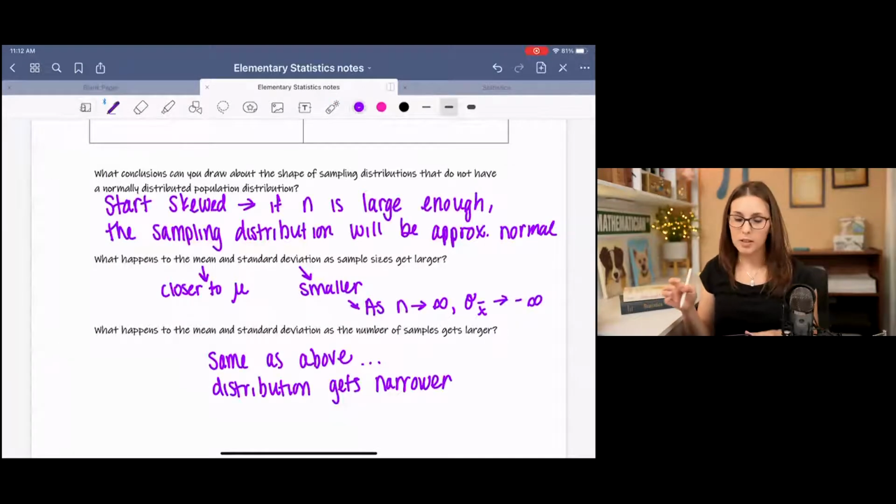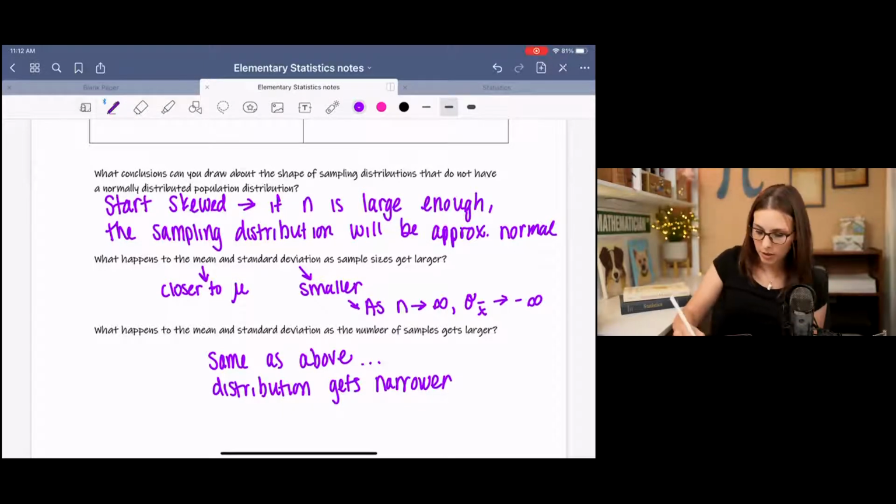Okay, I've summarized kind of what we've talked about. Basically, what's happening is if you start with a skewed distribution, when you take a large enough sample size, so greater than or equal to 30, then your sampling distribution will take on an approximately normal shape. And then what happens with the mean and the standard deviation as n gets larger is that the mean gets closer to the true population mean and the standard deviation gets smaller.